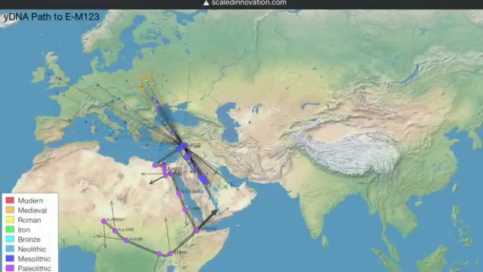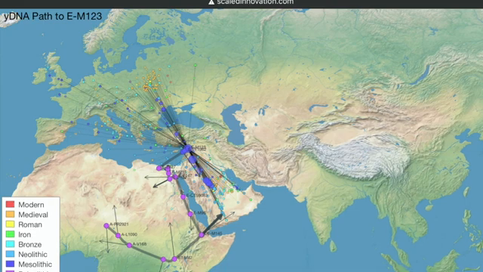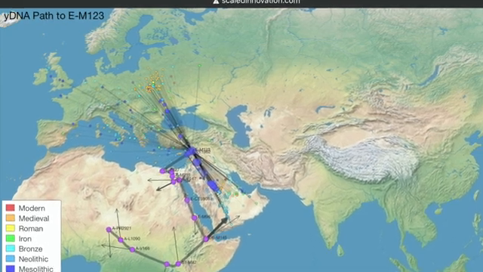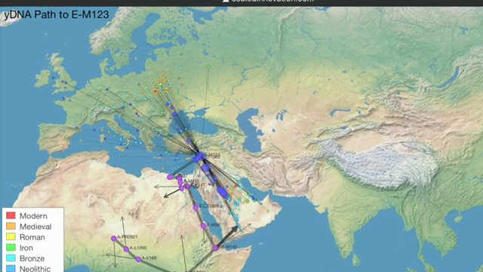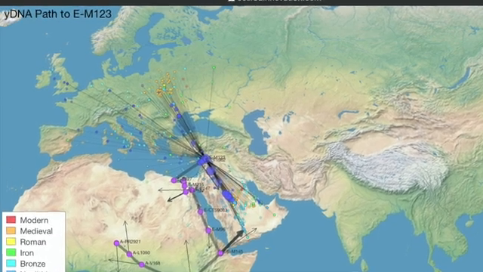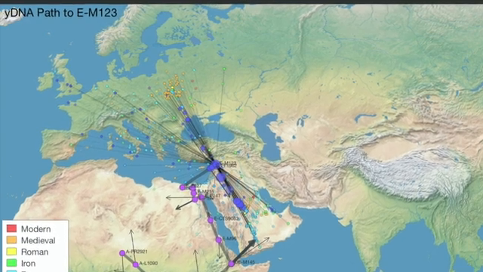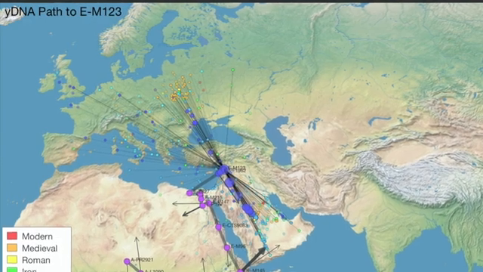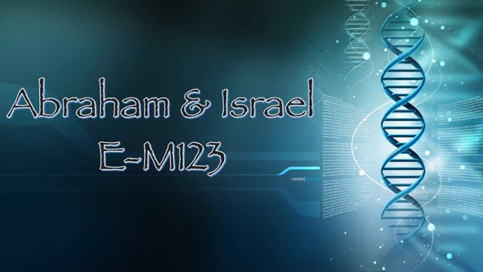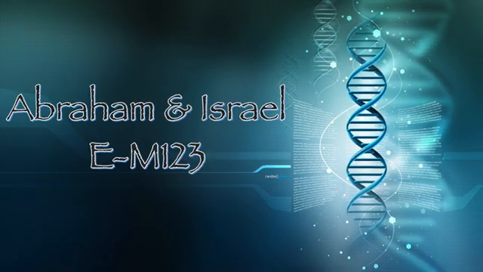Also, if you type in S&P tracker E-M123, you'll see an even split of E-M123 within the Middle East, highest in the Arabian Peninsula, but also throughout the Mediterranean and Europe and parts of Africa. And the split seems to occur within the Levant, with groups going south into the Middle East and groups going north into the Mediterranean. With all of that being said, Abraham and the Israelites could be a downstream of E-M123.